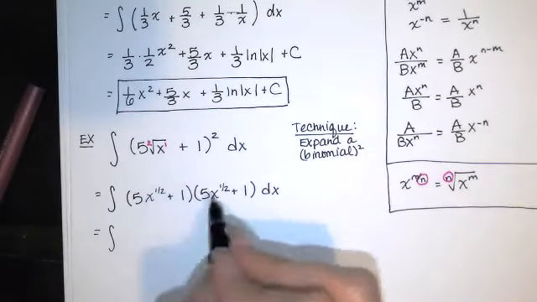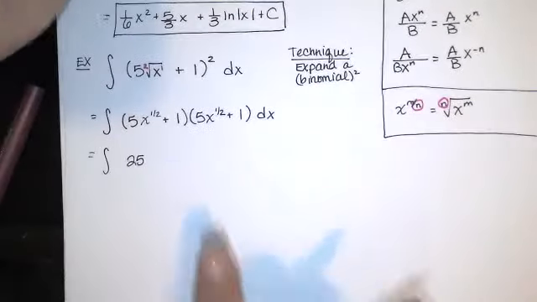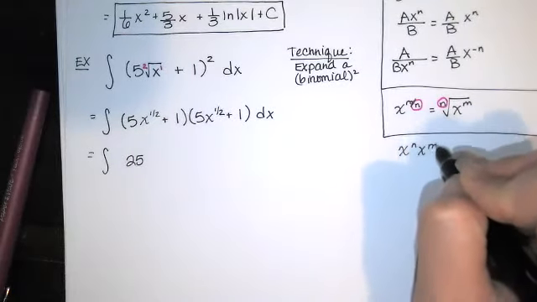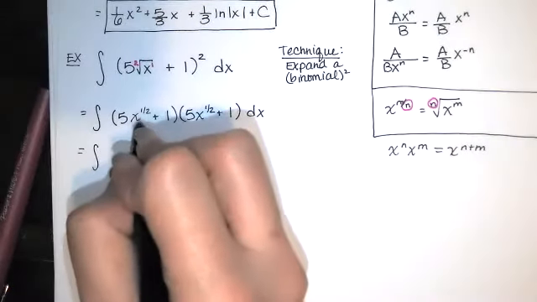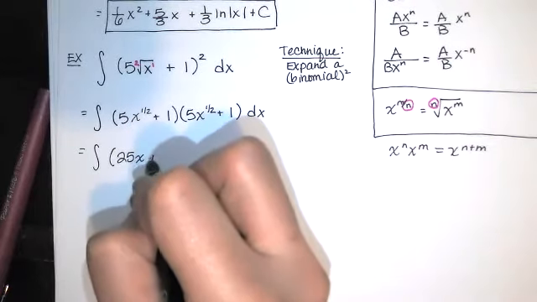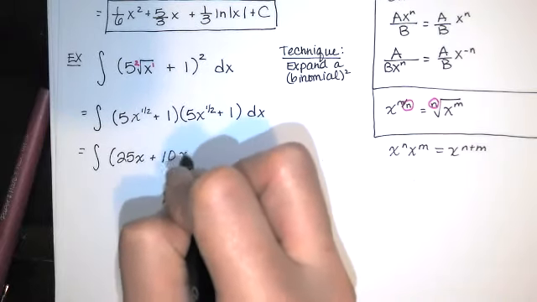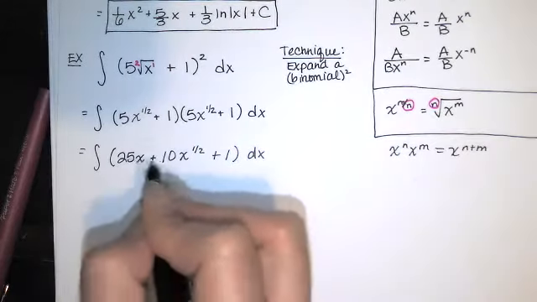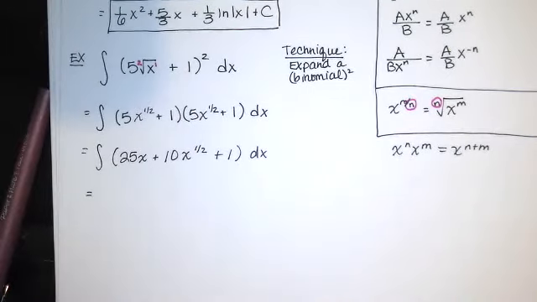And then we just FOIL. First times first is 25. And remember this property, I've got x to some power times x to a different power. You want to add the exponents. 1/2 plus 1/2 is 1. Outer times outer is 5 times x to the 1/2. Inner times inner is another 5 times x to the 1/2. So I've got 10 of those. Last times last is 1. Now I've got a rule for that, a rule for that, and a rule for that. So I can antidifferentiate from here.